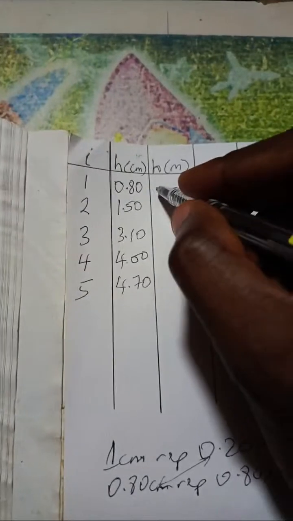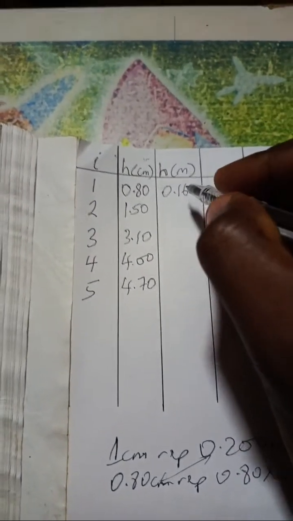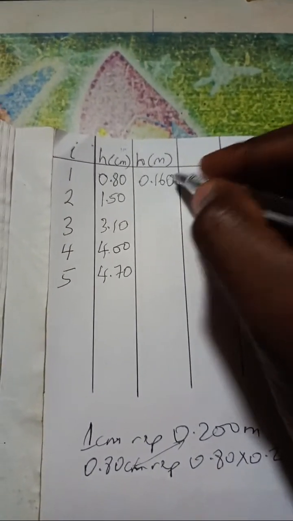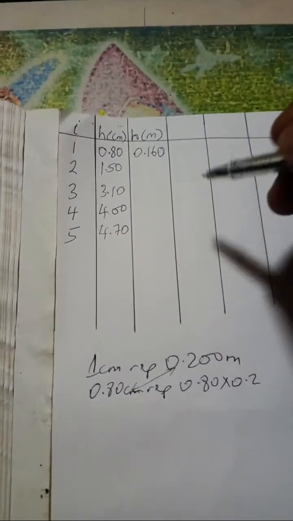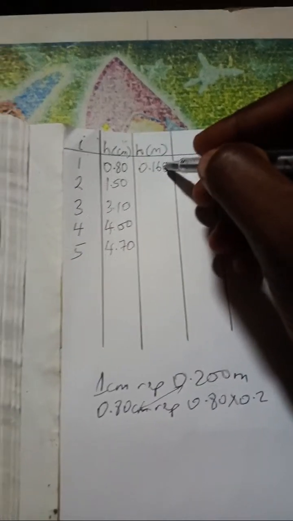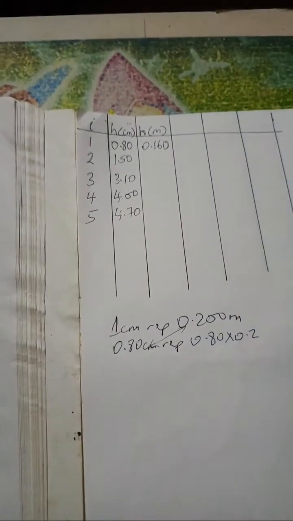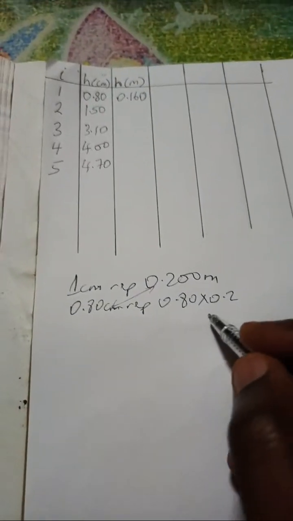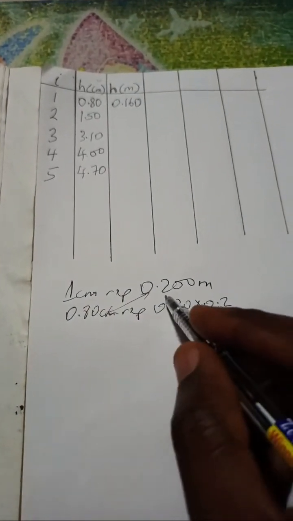Okay? When we calculated, we got 0.16. Mind you, you must put another 0, because whenever you have multiplied or divided, try to make it 3 decimal place. Since we are multiplying, let's try to make it that way. So let's go on again. This one is 1.5. So we have to be multiplying everything by 0.2 now. So this is 1.5. We multiply by 0.2. What do we get?